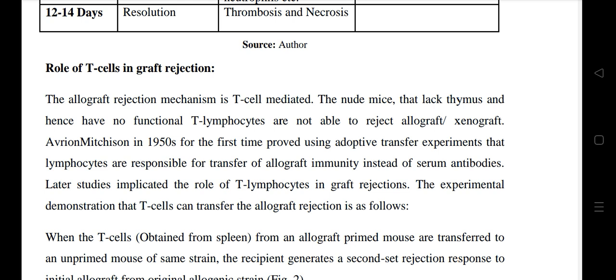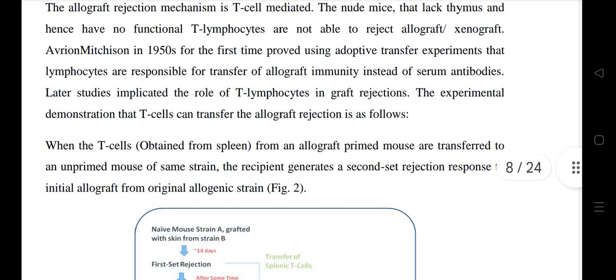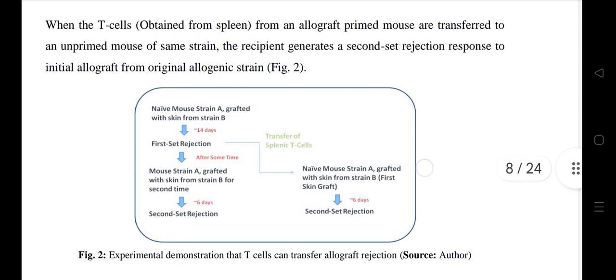The experimental demonstration that T cells can transfer the allograft rejection is as follows. When T cells obtained from the spleen of an allograft primed mouse are transferred to an unprimed mouse of the same strain, the recipient generates a second set rejection response to the initial allograft from the original allogenic strain.